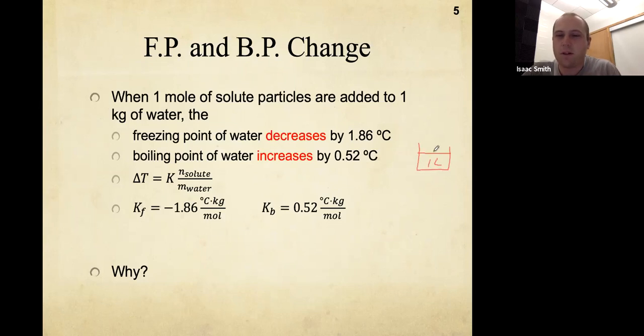If I added 1 mole of solute particles, okay, 1 mole of sodium chloride is 58.5 grams of sodium chloride. That's a lot, right? That's not like a pinch. That's probably, I don't know, I would imagine at least a quarter or a half a cup maybe of sodium chloride that you'd have to add into that 1 liter. Adding that much salt would raise the boiling point by 0.5 degrees Celsius.